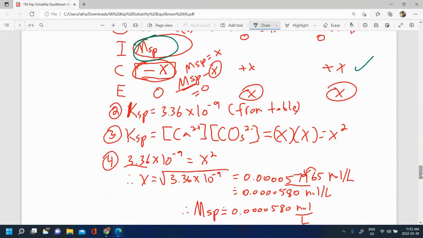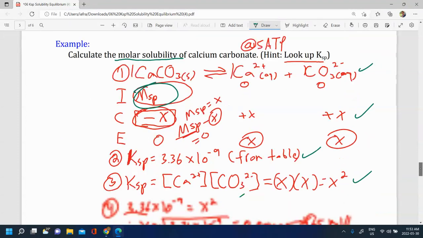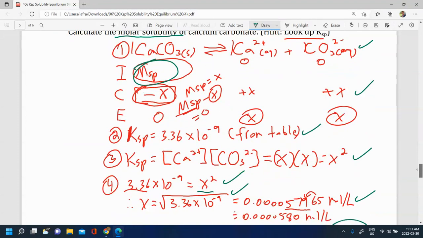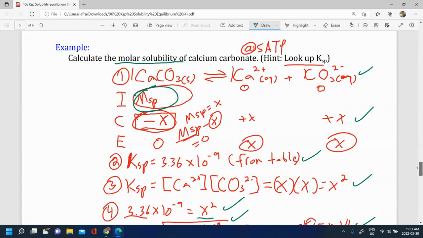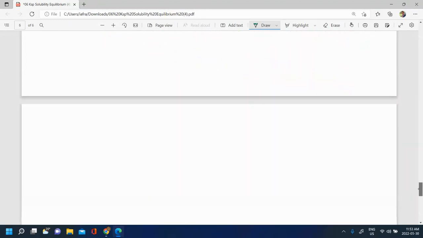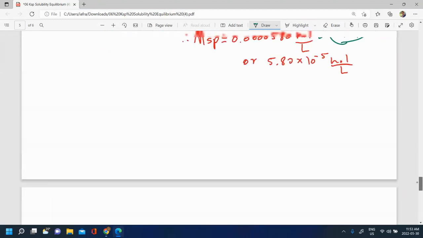How do we solve for this? Well, we write a Ksp expression, and we find the Ksp from the table to plug into our Ksp expression, which is what we did over here. We then solve for x by taking the square root of our Ksp to get the x value, which is our MSP, and then we rounded to 3 significant digits because that is what we had in our Ksp value and no other data was given to us. So in this example, we saw how to calculate the MSP using the Ksp values. In the next example, we're going to take a look at an effect called the common ion effect.